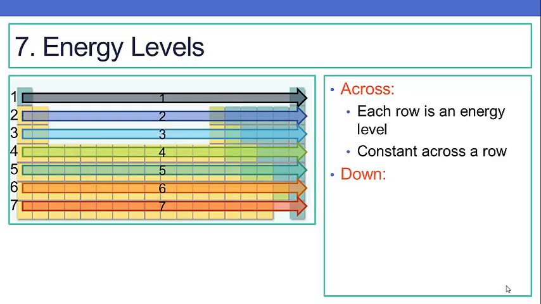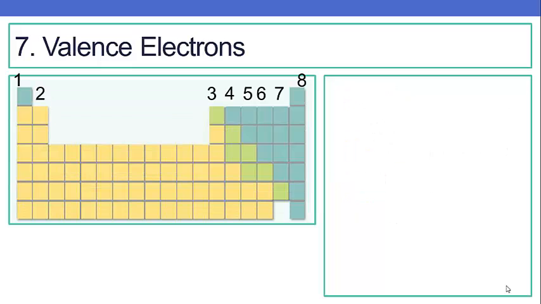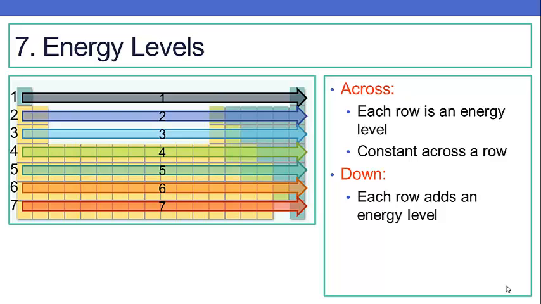Now if we go down a column, each row is adding an energy level. So as we move down, we get more and more energy levels, all the way down to francium, which has 7.